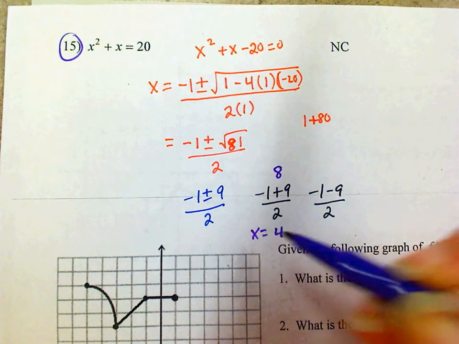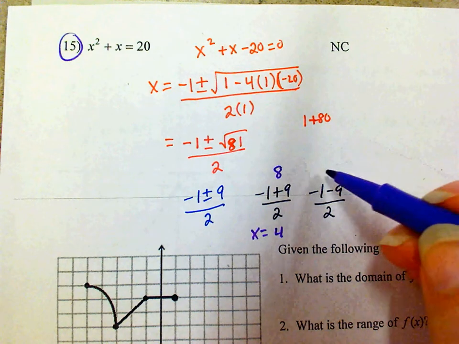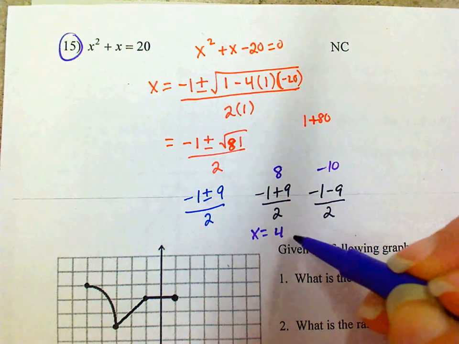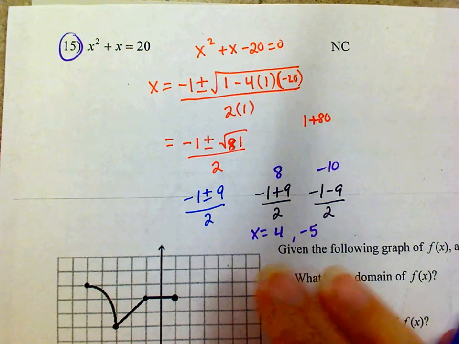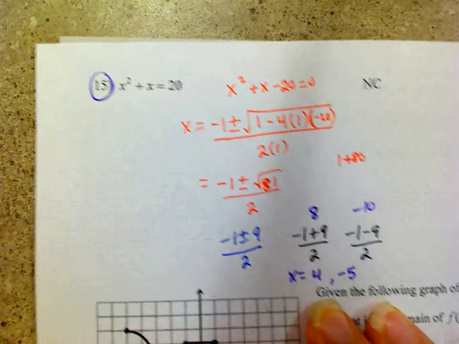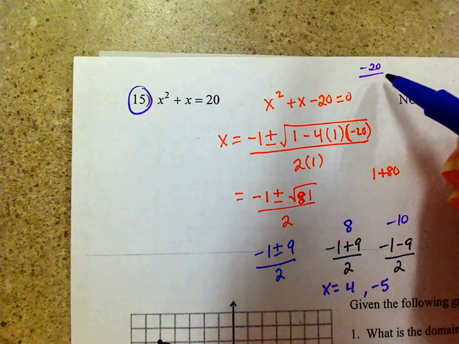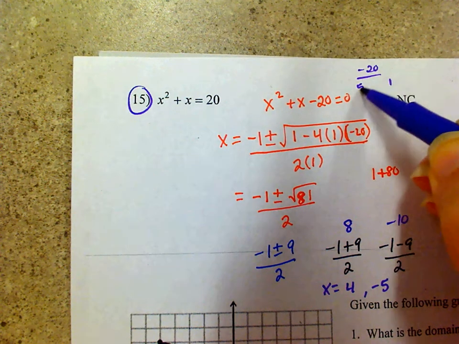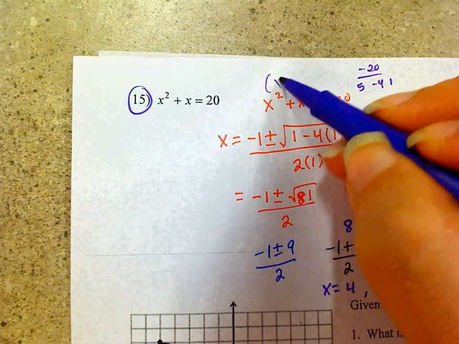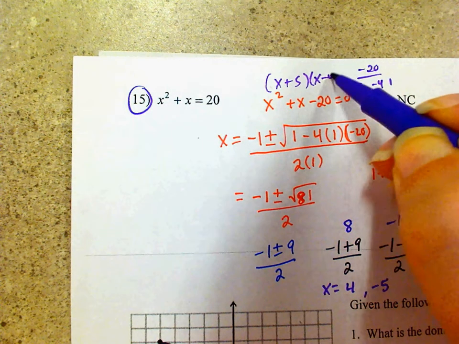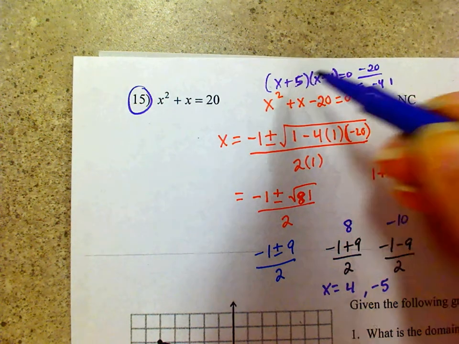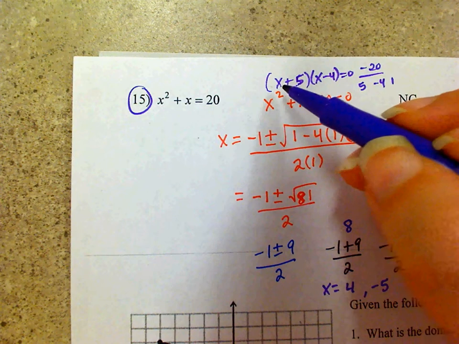Negative 1 minus 9 is negative 10, and negative 10 divided by 2 is negative 5. Now, if these are whole numbers, then that meant the whole time I could have factored. So if I think about the factors of negative 20 that add up to 1, then they are 5 and negative 4. X plus 5 and x minus 4. But the only time this equals 0 is when x equals negative 5 and x equals positive 4.